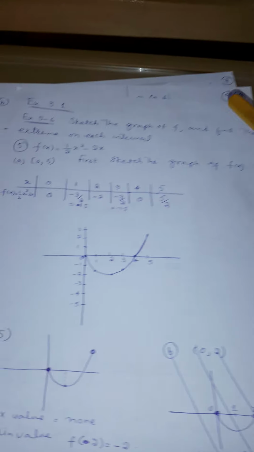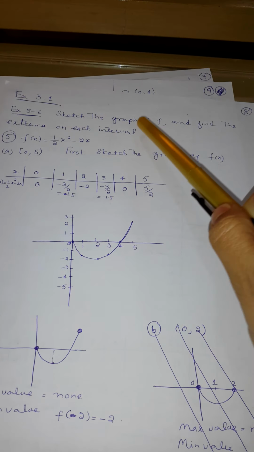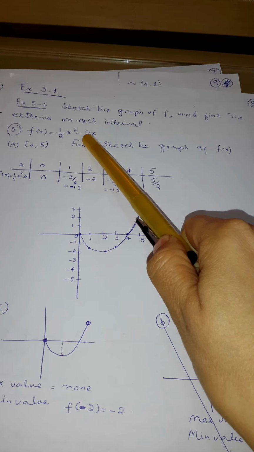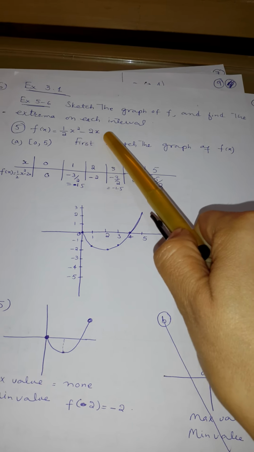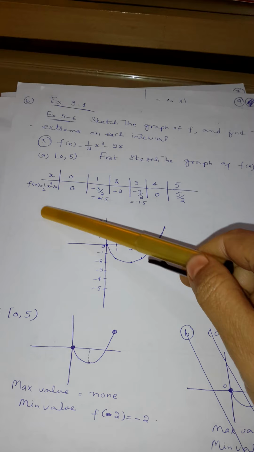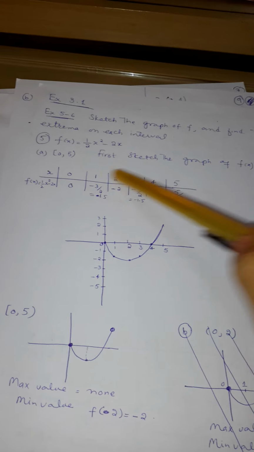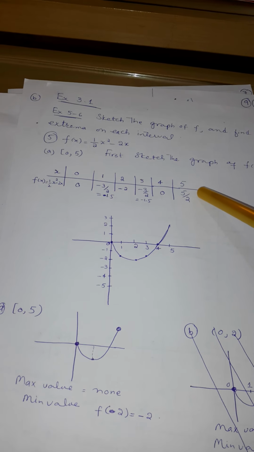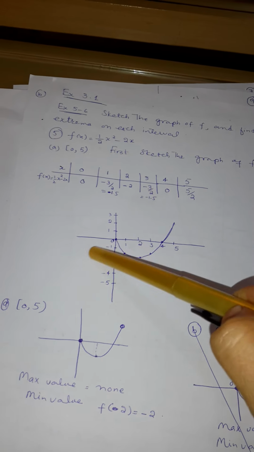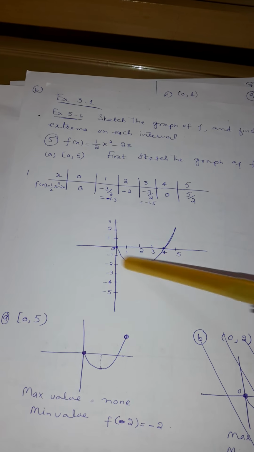Then we have exercise 3.1. From exercises 5 to 6, sketch the graph of f and find the extrema on each interval. Here we have been given the function 1 by 2 x squared minus 2x, and we have been given different intervals. Now the first step is to draw the diagram of the function, for which we will take values from 0 to 5, and according to these values we will calculate the function value and draw the diagram of the function. You can see it is a parabolic shape.